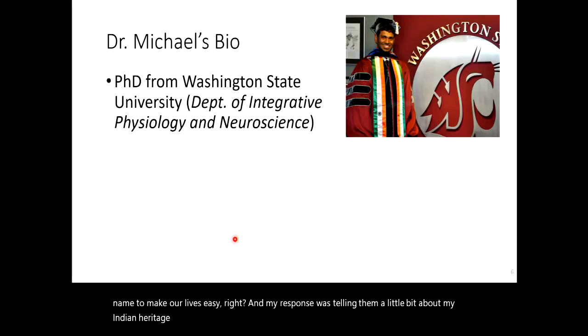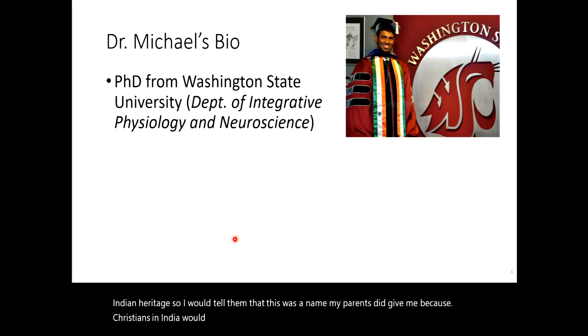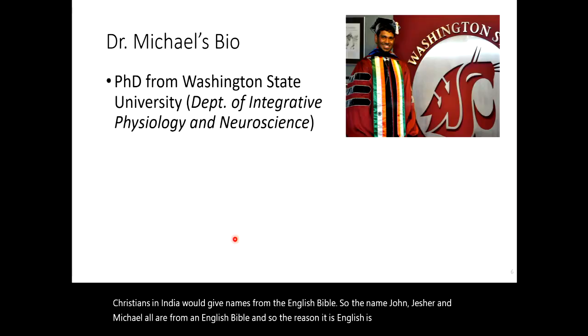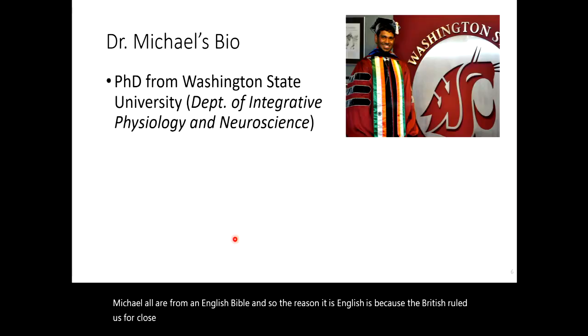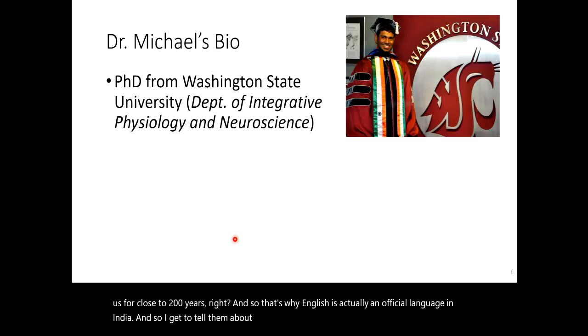So I would tell them that this was a name my parents did give me, because Christians in India would give names from the English Bible. So the name John, Jeshurn, and Michael all are from an English Bible. And the reason it is English is because the British ruled us for close to 200 years, right? And so that's why English is actually an official language in India. And so I get to tell them about my Indian heritage, right?